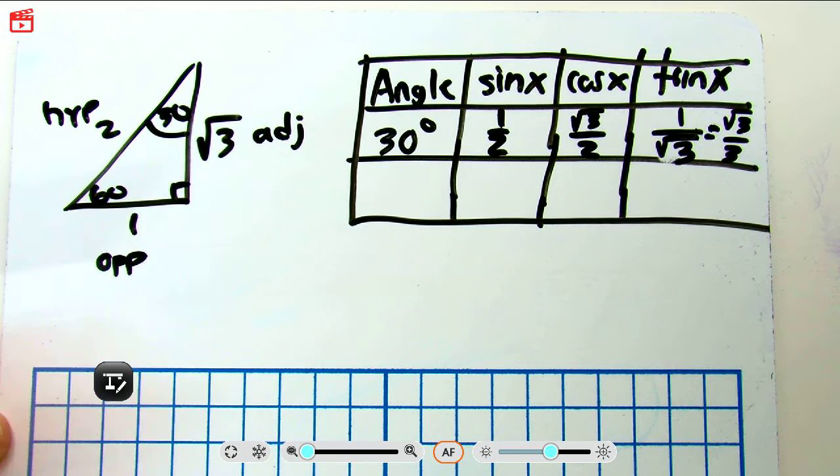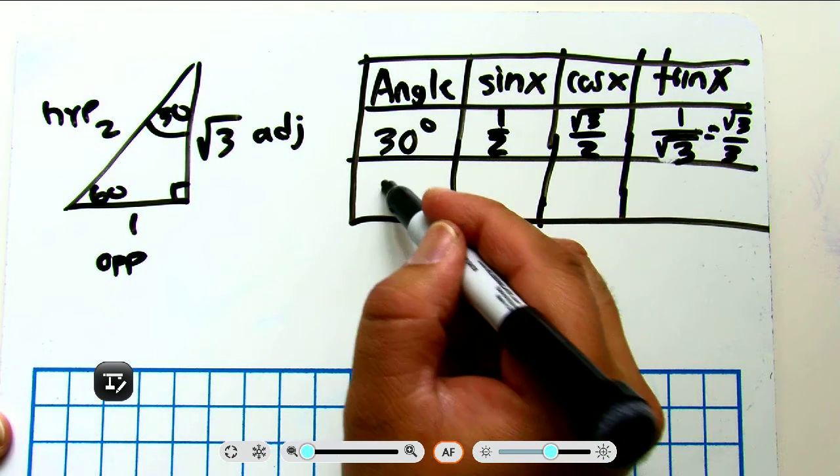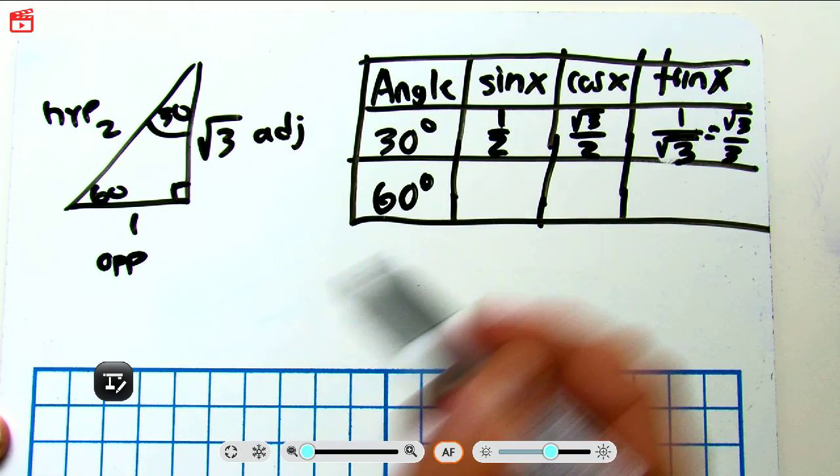But now what if I wanted to find the 60-degree sine, cosine, and tangent? So let me just erase these labels.